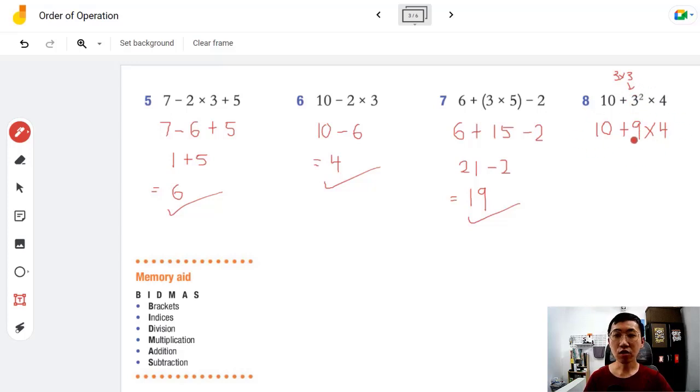Okay, now look at plus and multiply. You do multiply first. Okay, check the ranking over here. So 10 you copy, plus you copy. 9 times 4. Okay, that is going to get you 36. And then you're going to solve this last.